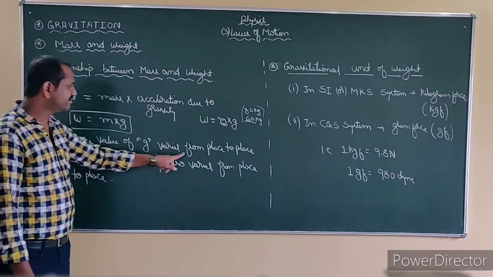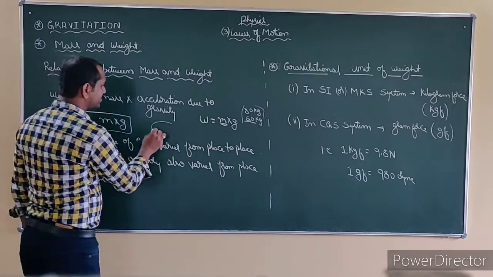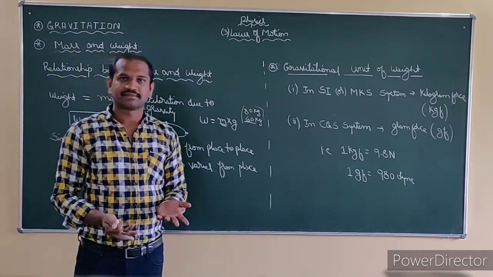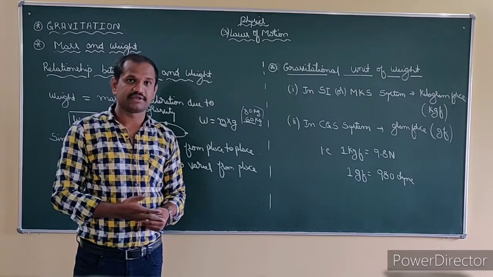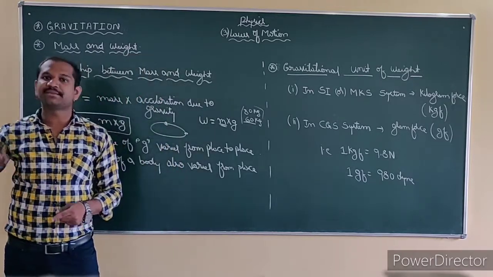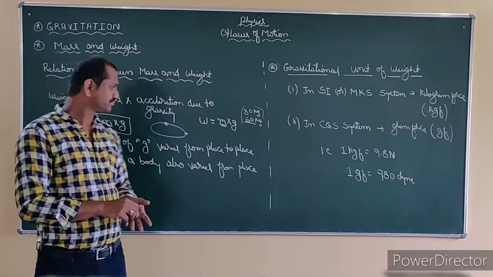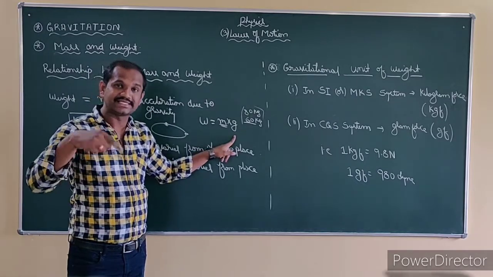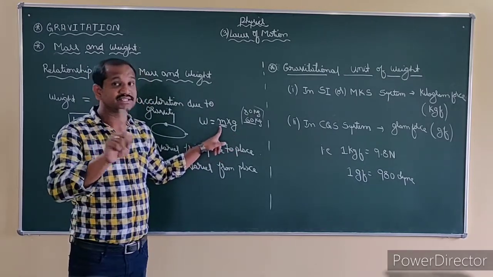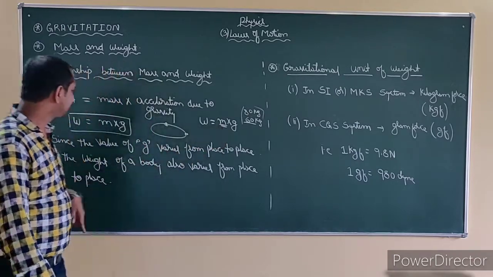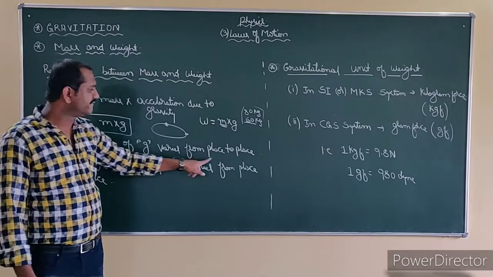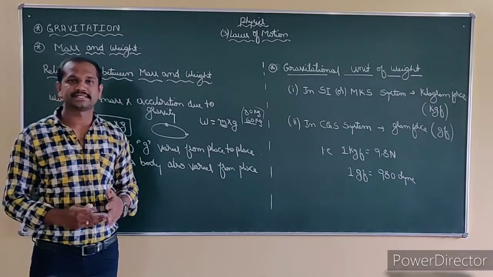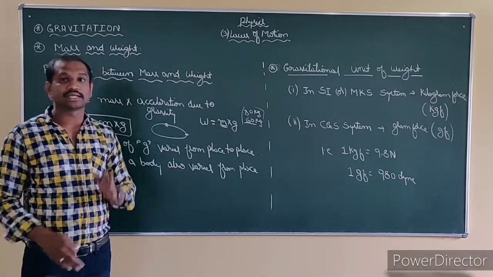See, the value of g varies from place to place. For example, at the pole and the equator, the value of g varies, which means your weight changes from place to place. If you weigh 80 kg in Bangalore, it may not be the same in Jammu and Kashmir. The reason is that the value of g, the acceleration due to gravity, changes from place to place. But mass never changes. Wherever you are, mass remains the same. Since the value of g varies from place to place, the weight of a body also varies from place to place. This is a very important concept you should know regarding weight.